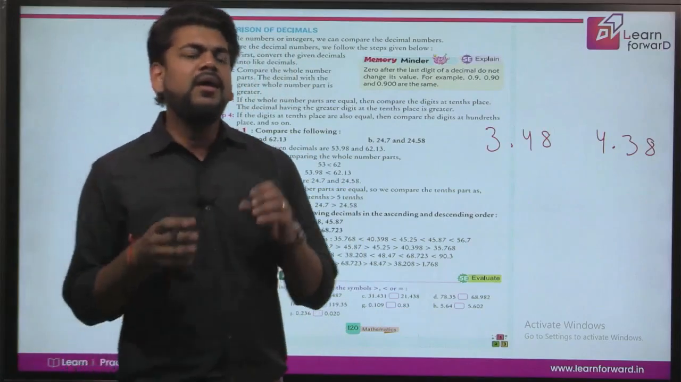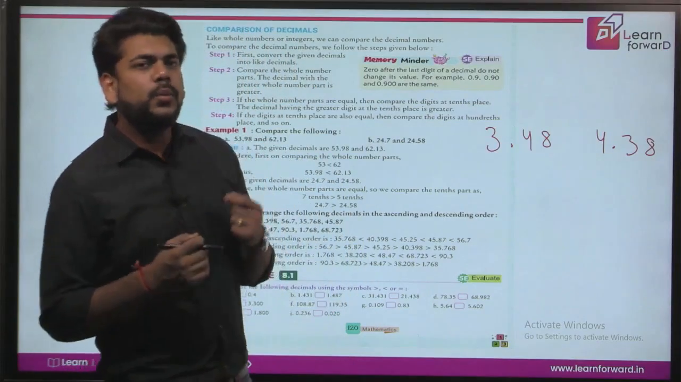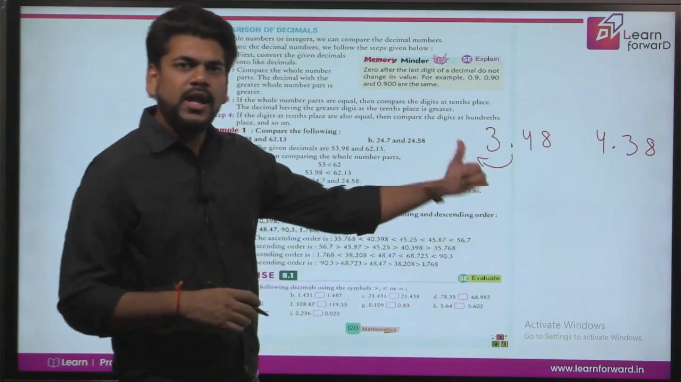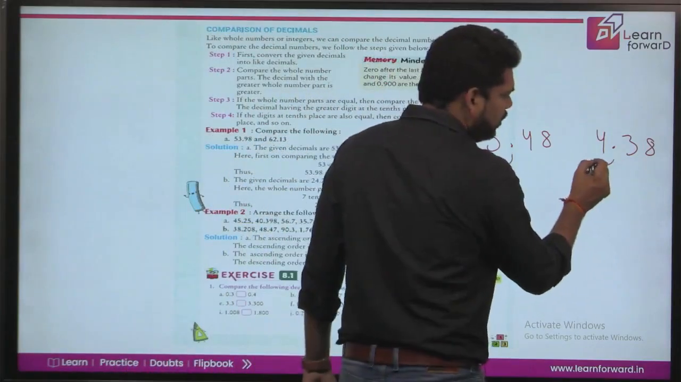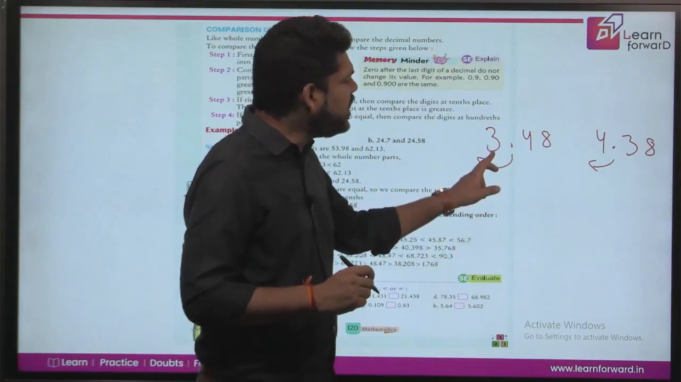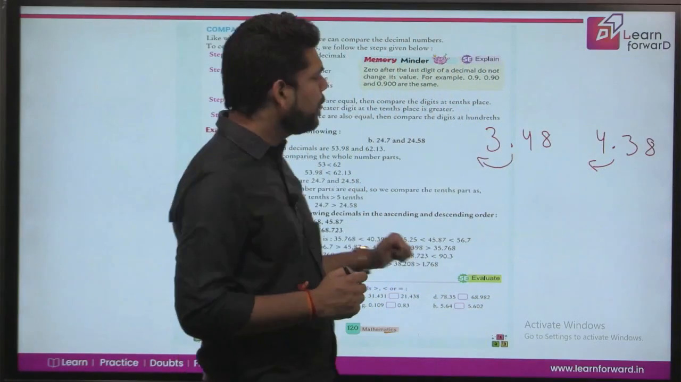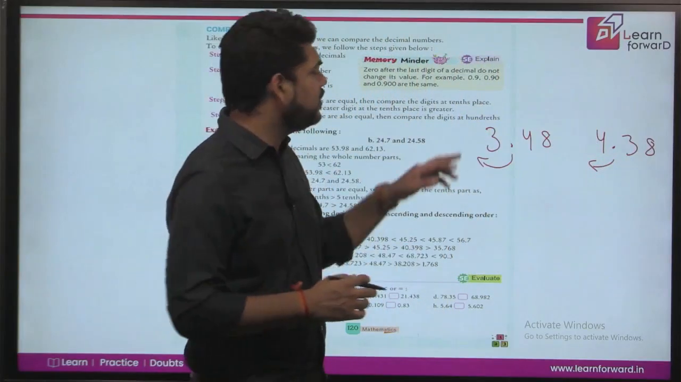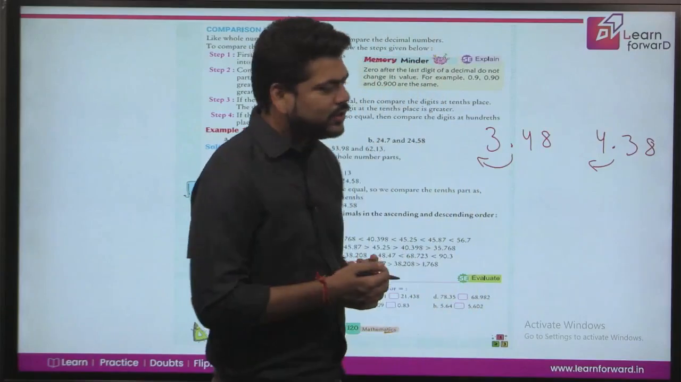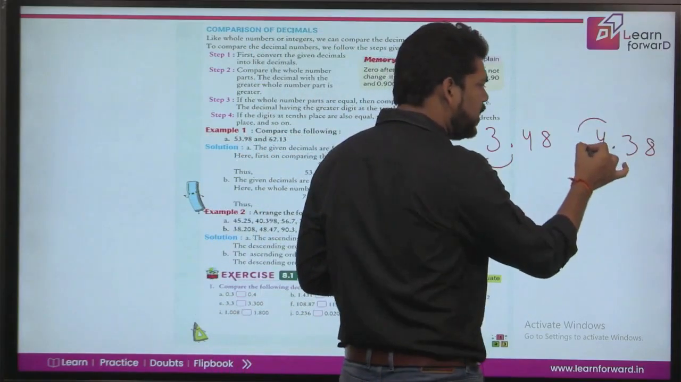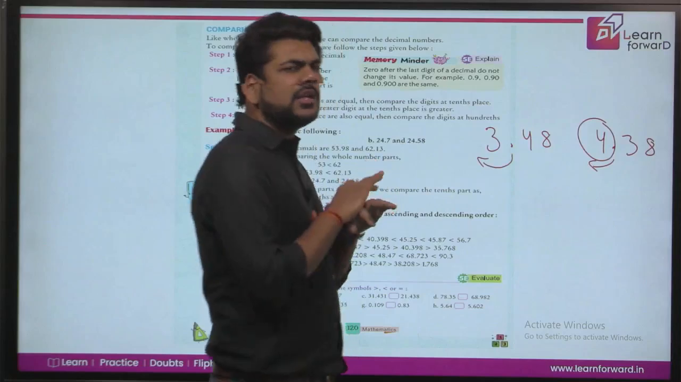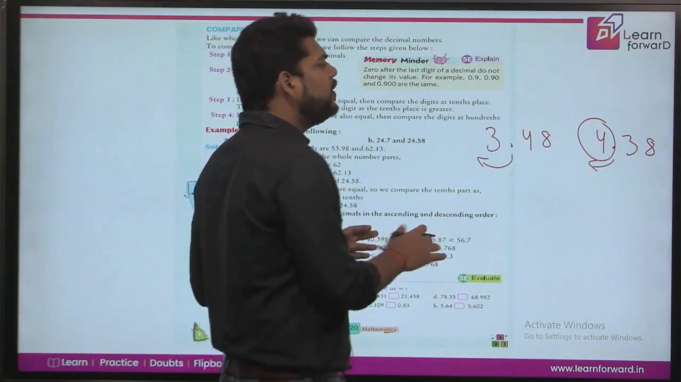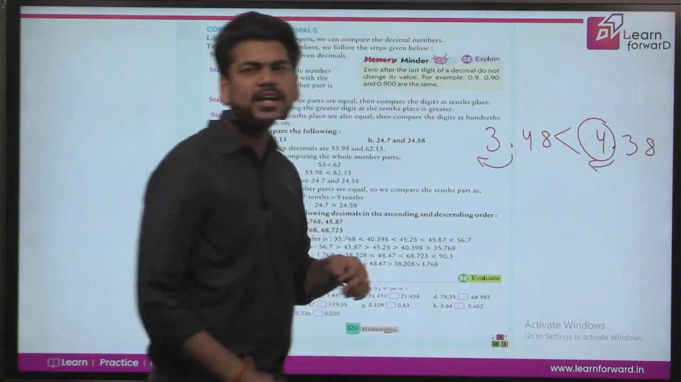Whenever we compare any decimal numbers, we start with the numbers which are on the left side of the decimal. Here we can see 3 is the number on the left side of the decimal, and here 4 is the number on the left side of the decimal. So which one is greater, 3 or 4? 4. So if the left side number is greater, then it doesn't matter what number is there after the decimal on the right hand side. If the left one is greater, the answer is: 4.38 is greater.